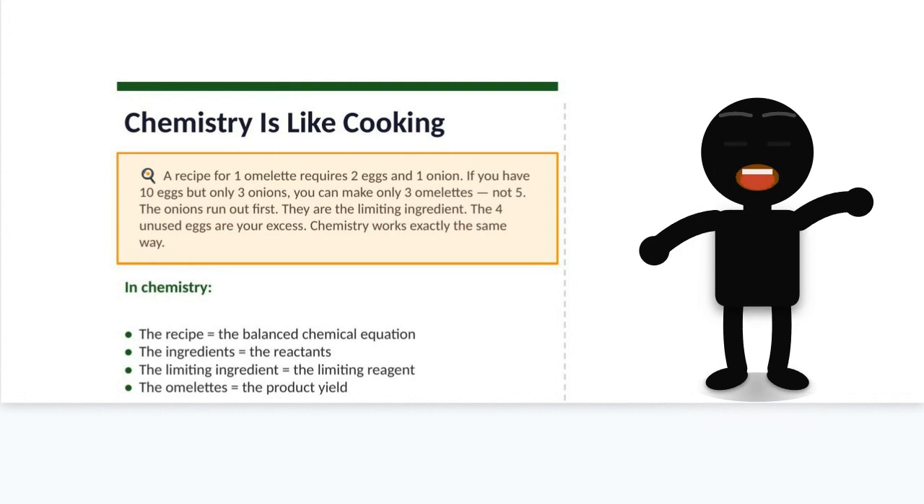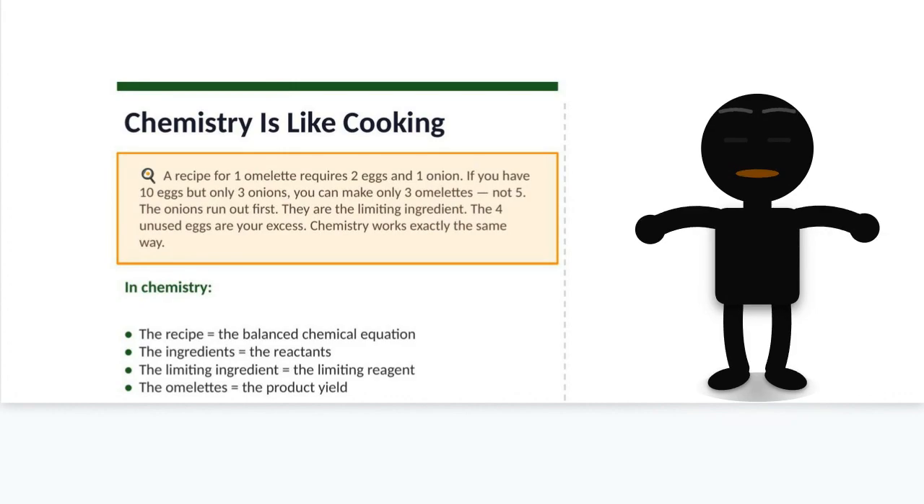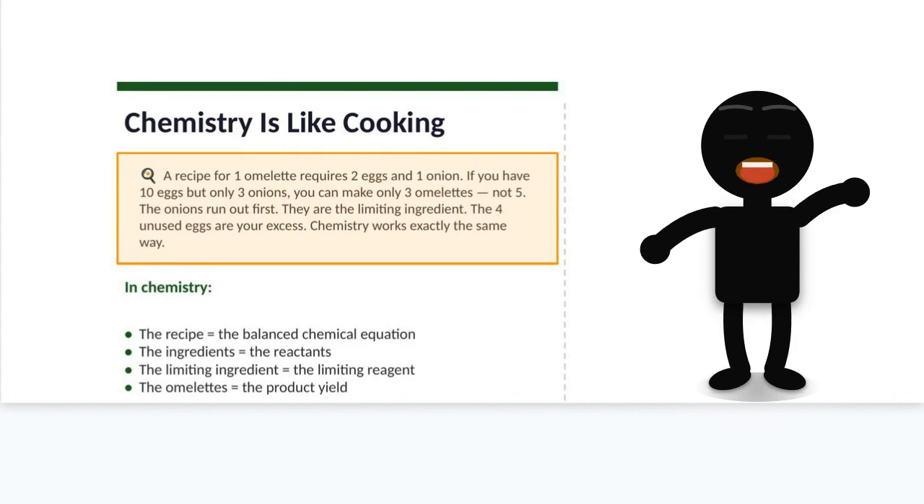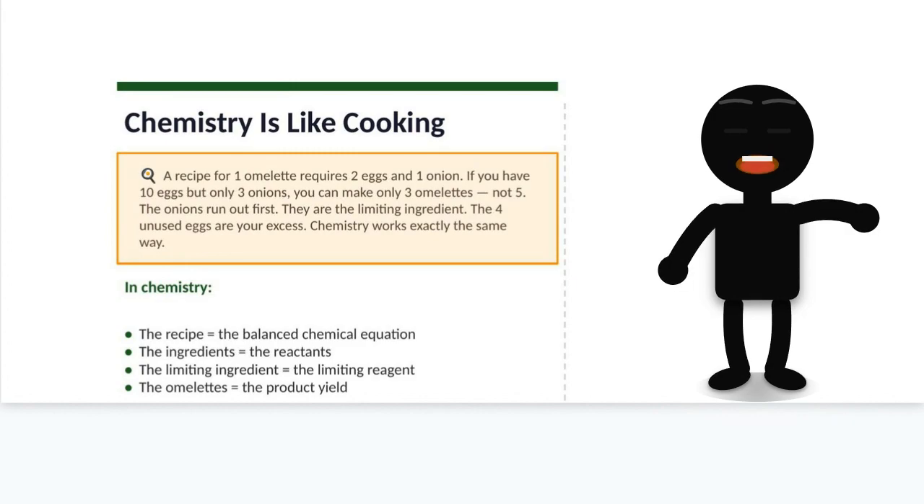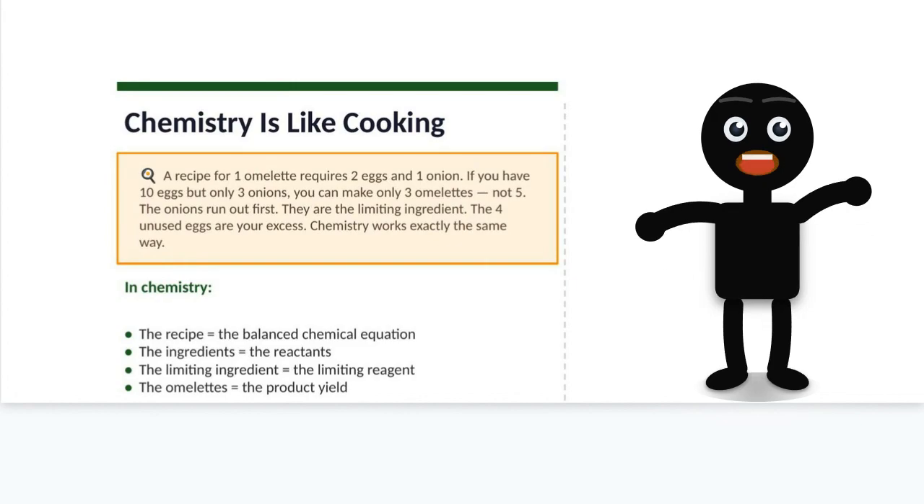Chemistry works exactly like this. The balanced equation is the recipe. It tells you the exact ratio in which reactants combine. The limiting reagent is whichever reactant runs out first. And it is the limiting reagent, not the excess reagent, that determines how much product you get. This one idea is the entire basis of stoichiometry.